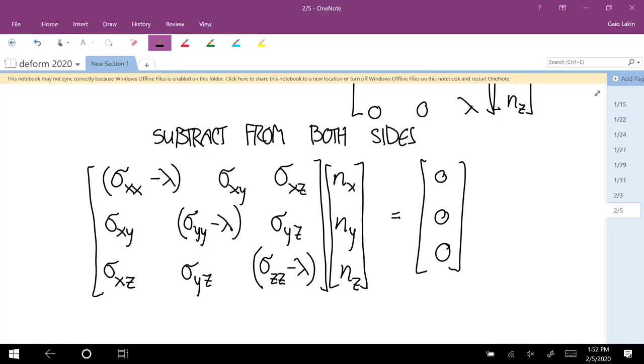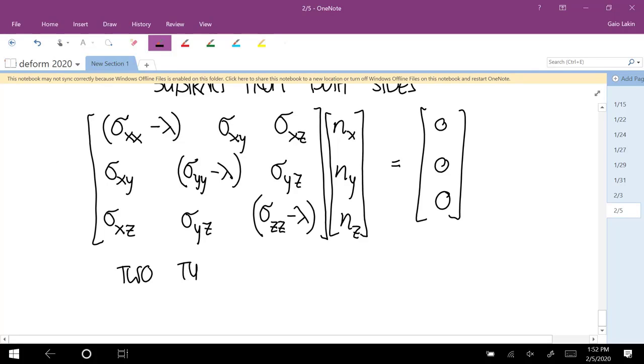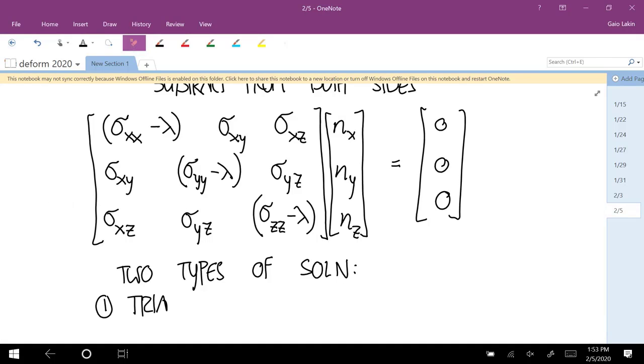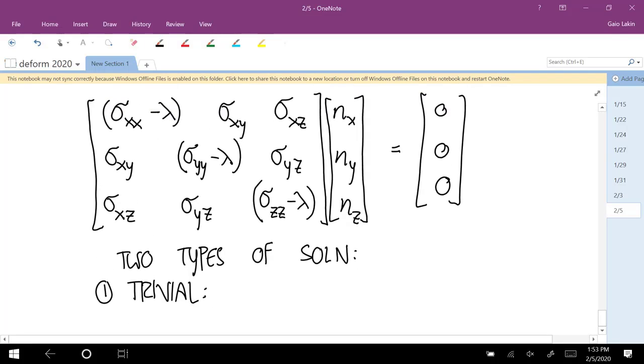There's two types of solutions to this. The first one is the trivial solution. And that is that nx equals ny equals nz equals 0. Okay, that one's useless to us, so we don't care about that one. We want to make sure that we're not getting that one.